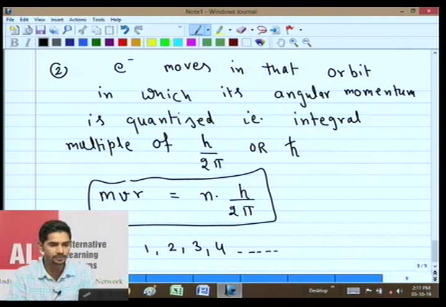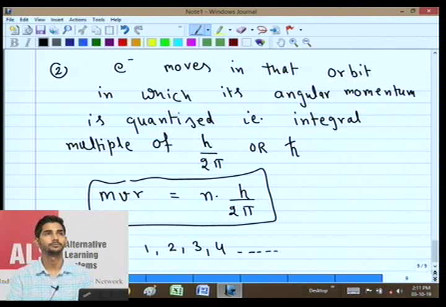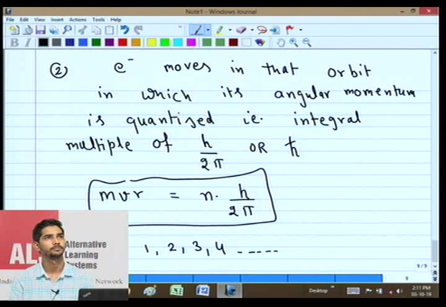Now the question is, what is the meaning of quantized? How many of you know the meaning of quantization or quantized? Guys, do you know what is the meaning of quantized?